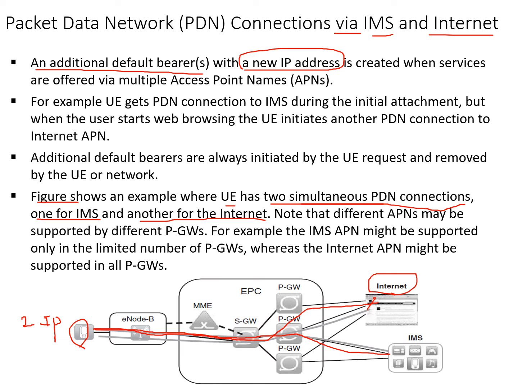So different access point names may be supported by different PDN gateways. So IMS access point names might be supported only by a limited number of PDN gateways, where the internet access point names might be supported by all other PDN gateways.